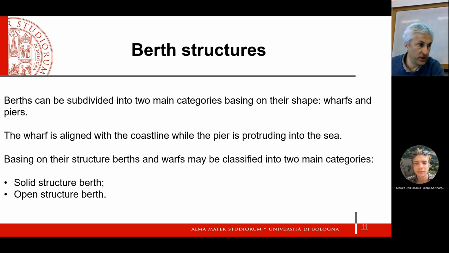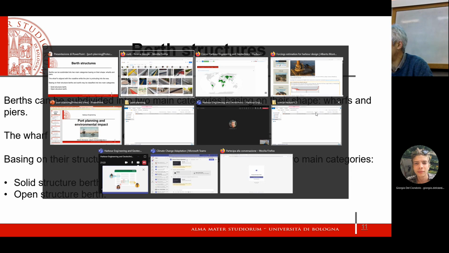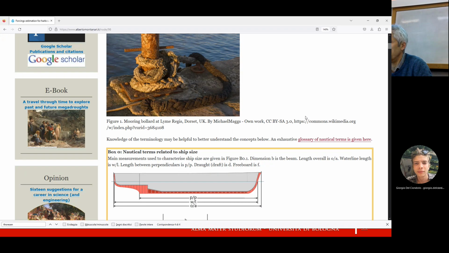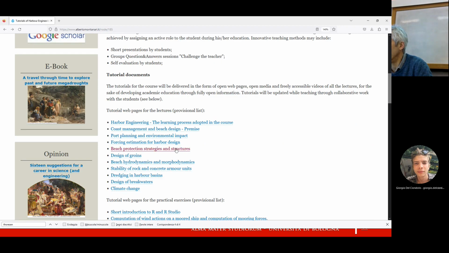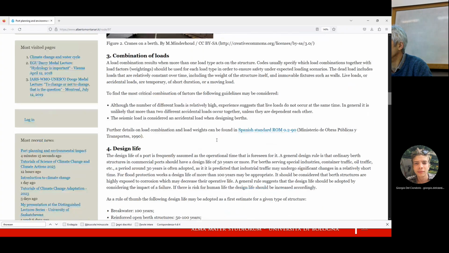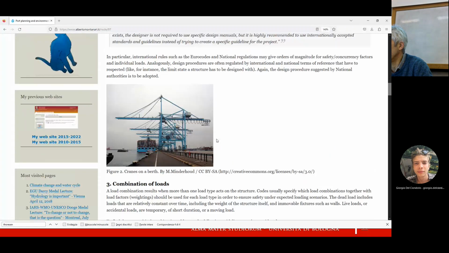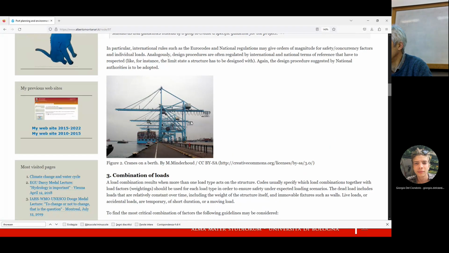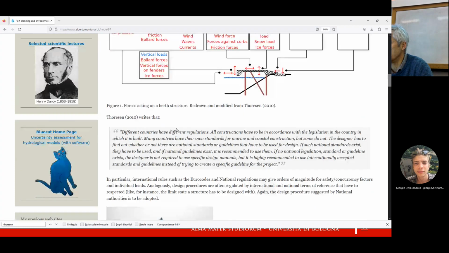Let's see some figures. Let me check here in my web pages. I think there are a couple of pictures. This is a crane, you see, on a berth. You can easily understand the amount of vertical and horizontal load that they can cause.